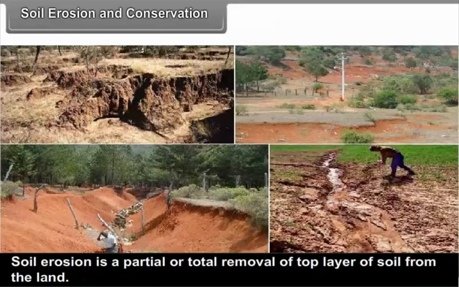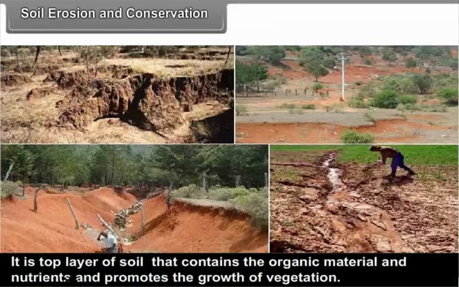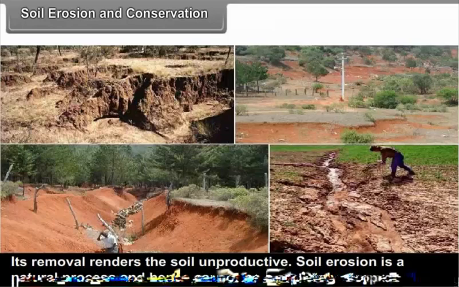Soil erosion is a partial or total removal of the top layer of soil from the land. It is the top layer of the soil that contains the organic matter and nutrients and promotes the growth of vegetation. Its removal renders the soil unproductive.